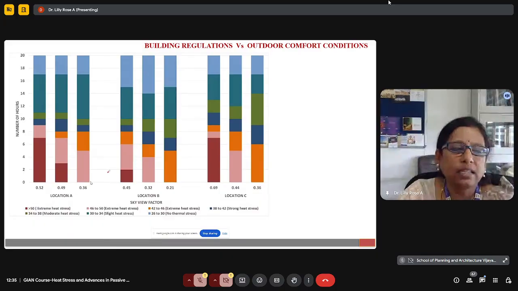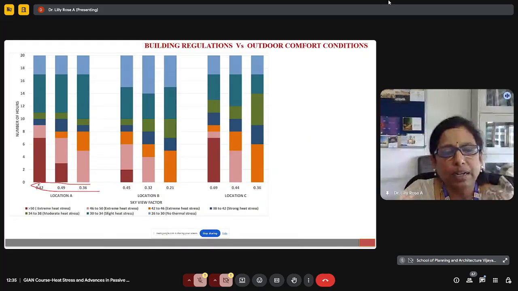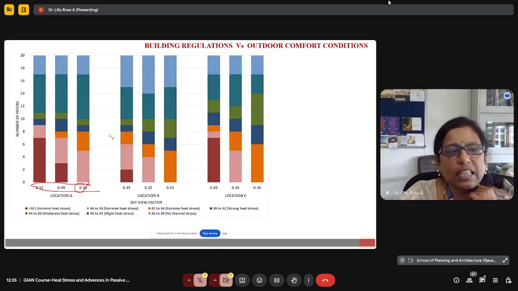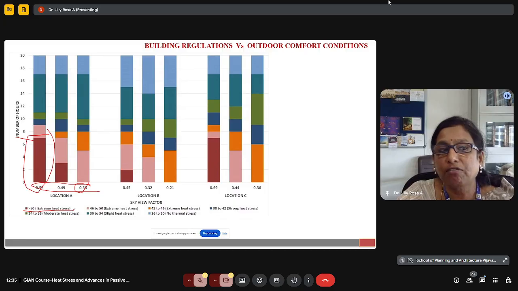So based on this analysis, the sky view factor again varied because as the building height increases and the plot coverage reduced, the view to the sky also increased. So this is location A in the 3rd level with lesser building and increased plot cover, the view to the sky was increased. So we can see that in the first case, which was the base case, the number of hours of extreme heat stress, this extreme heat stress is as per greater than 50 degrees Celsius, which is based on PET values.